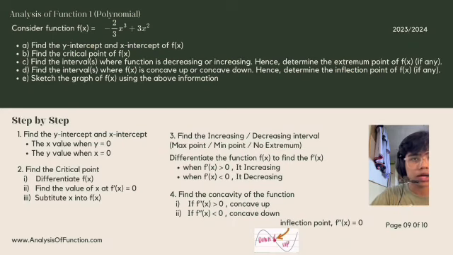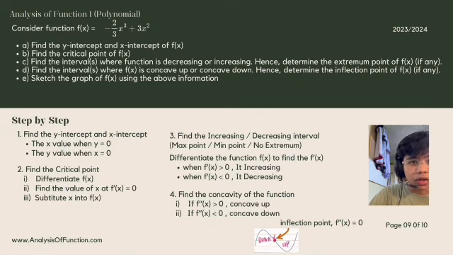Alright, so let's take a look at the first one, which is analysis of function 1, which involves a polynomial function. So consider the function f of x is equal to minus 2 over 3 x cubed plus 3x squared. So there are 5 questions. The first one asks you to find the y-intercept and x-intercept of f of x, which is the function.